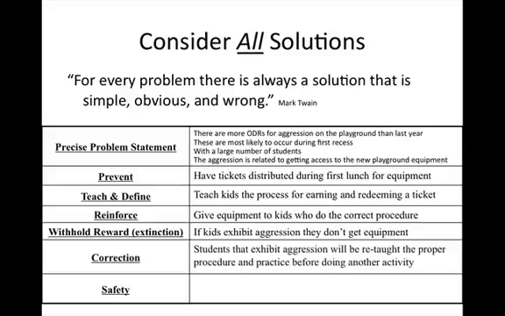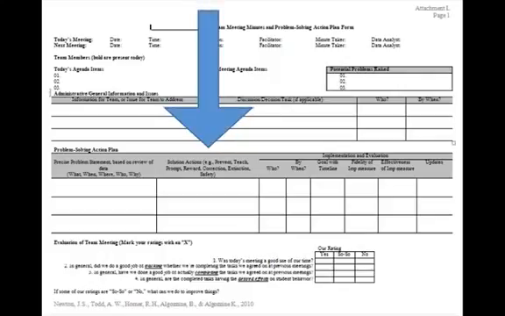To correct minor misbehaviors and aggression, you could reteach and have kids demonstrate the proper technique before gaining access to the equipment. And for safety, students who injure another student due to aggression could be referred to the office for further consideration. Once you've identified your action items, enter them here.